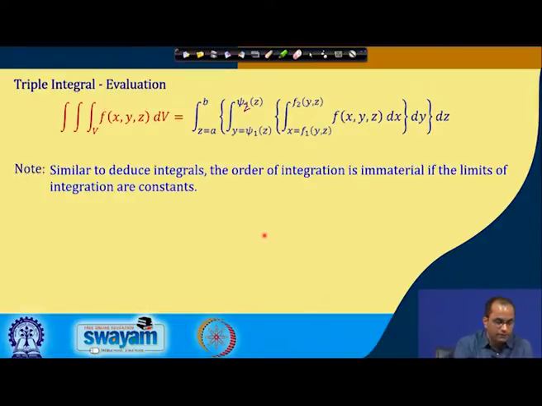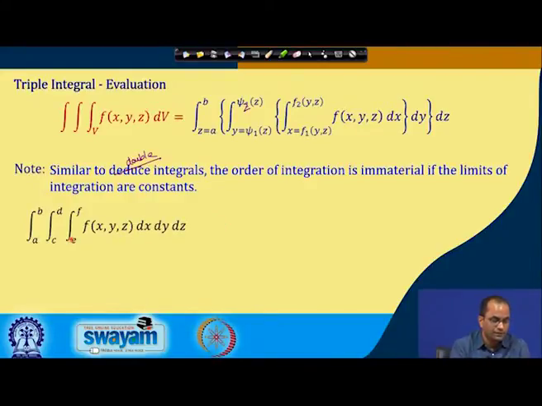and then, similar to double integrals, the order of integration is immaterial if the limits of integration are constant. So, if we are working with constant limits, for instance here the limits of x are e to f, these are constants, y is c to d and z is a to b, then we do not have to worry about the order of the integration, and simply we can change this order here.